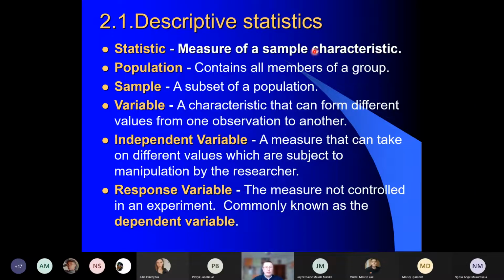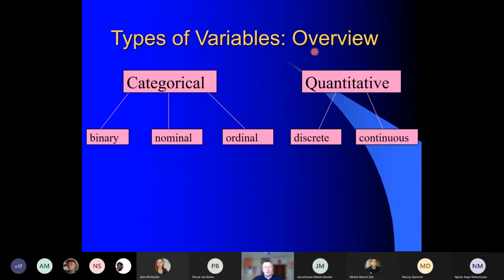Independent variables can take on different values which are subject to manipulation by the researcher. For example, in the simplest case, we can define a time range for observation. In this case, time will be our independent variable. And those characteristics, those parameters that we observe and measure during our experiment but can't control, we just observe what we get, will for sure be a response or dependent variable.